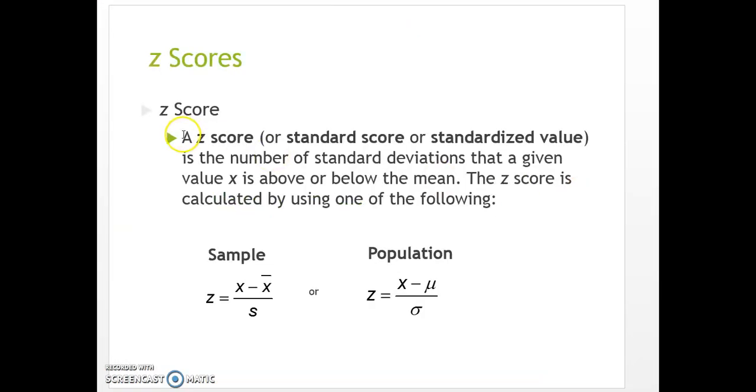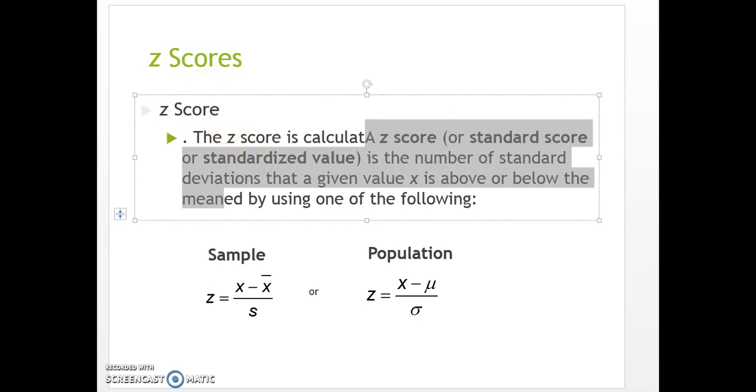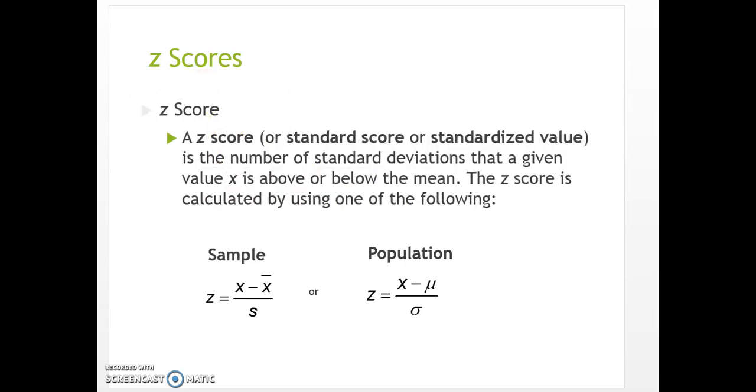As for z-score, we've done some of this score computation in normal distribution. A z-score is the number of standard deviations that a given value x is above or below the mean. When z is positive, that means the value x is above the mean. If your z-score is negative, then your value x is below the mean. Computation of z-score is followed by these two examples.